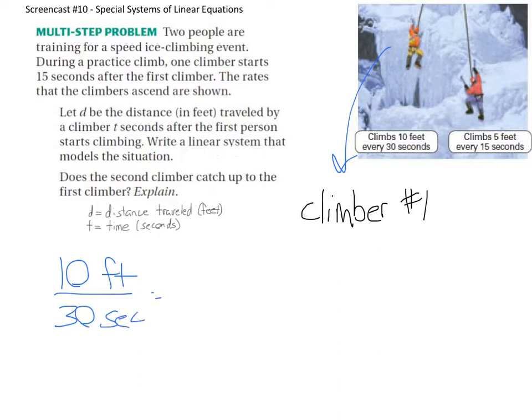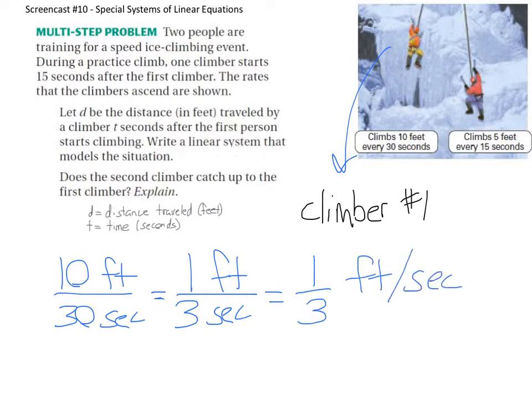One thing that we like to do is put things into their unit rates. You might recall a unit rate is when the denominator is not 30, but 1. If this climber climbs 10 feet in 30 seconds, that would mean he is climbing at a rate of 1 foot every 3 seconds. But still, another thing we could say is that he's climbing 1/3 of a foot for every 1 second he is ascending. So there you go, we have our rate. The first climber is at 1/3 feet per second, and we're going to use that significantly.